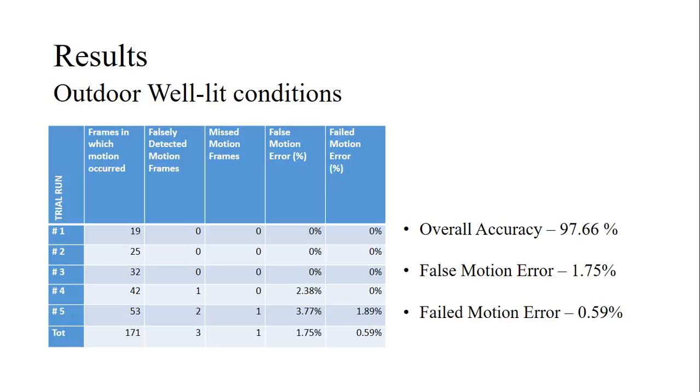Now, let us move on to outdoor conditions with good amount of lighting. Here, the overall accuracy dips slightly below 98% due to false motion error, which occurs due to a high amount of noise present outdoors.